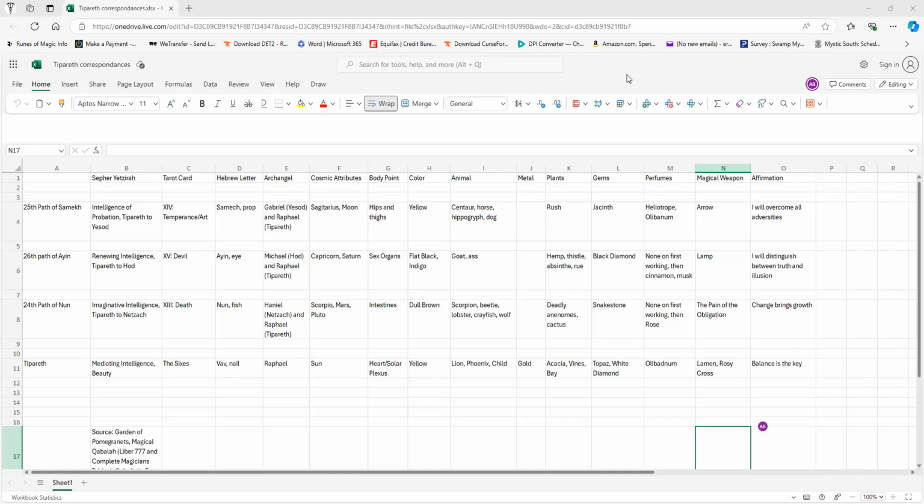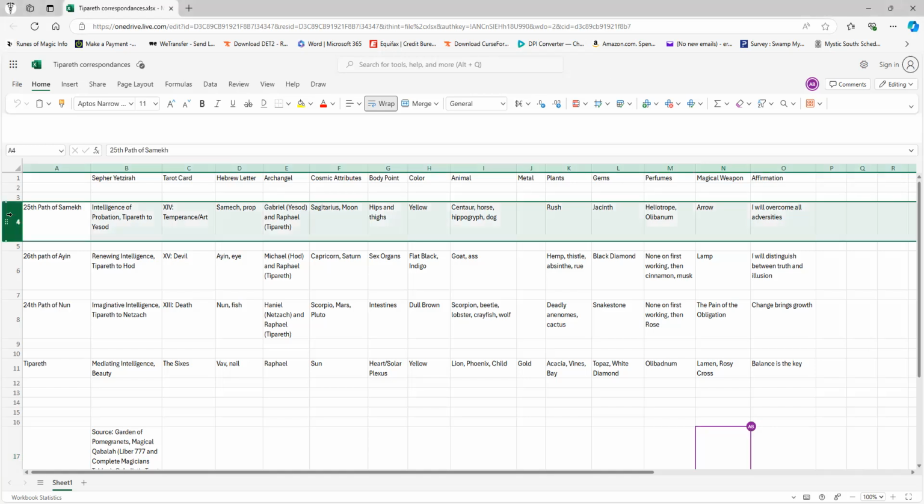So for the path of Samekh, which is Temperance, some of the things that go with it point you in the direction of the meaning. Sefer Yetzirah, the mysterious book, we're not really sure who wrote it or even when. Intelligence of Probation, which makes sense because you're right on the threshold, a very liminal sort of experience.